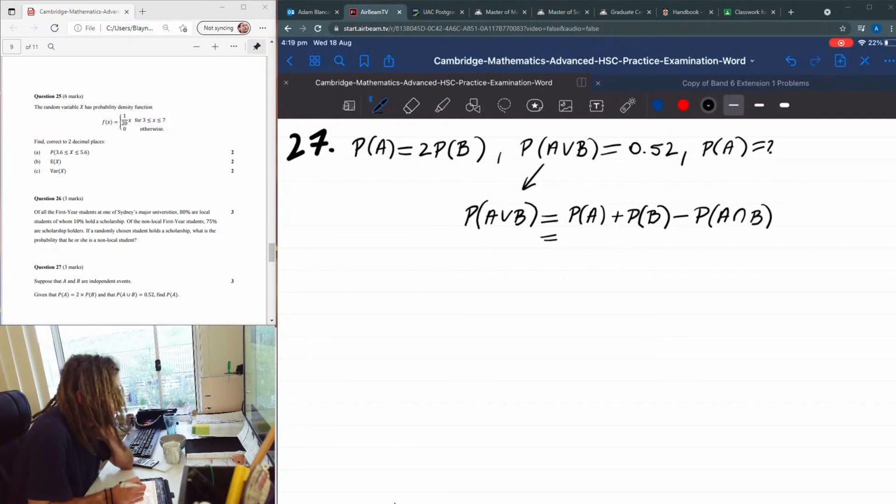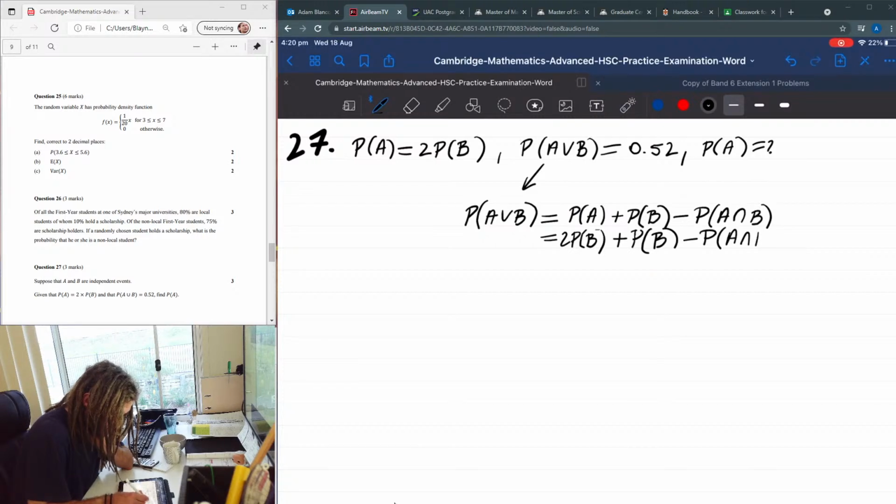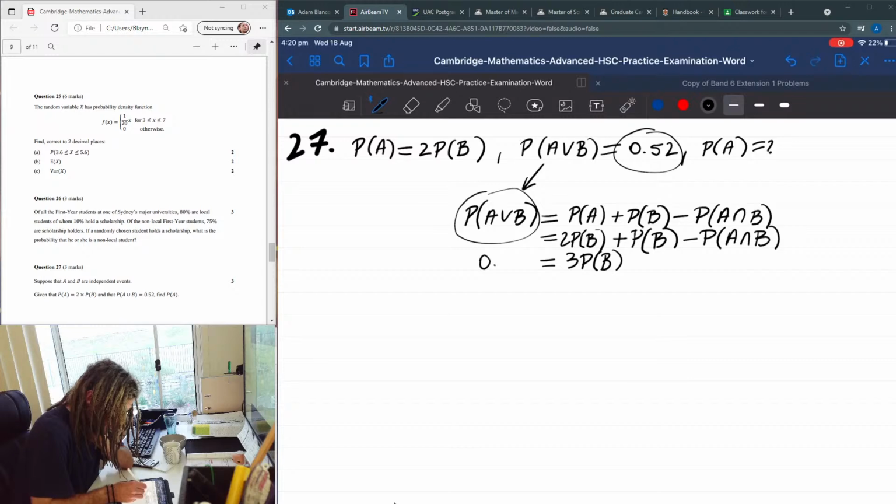Now I know that I'm going to make a substitution here. I know that P(A) is just 2P(B). So I'm just going to replace this with this. So 2P(B) plus P(B) minus P(A and B). Okay, so then that's 3P(B). I actually know what this is, it's this. So 0.52 minus the probability of the intersection.